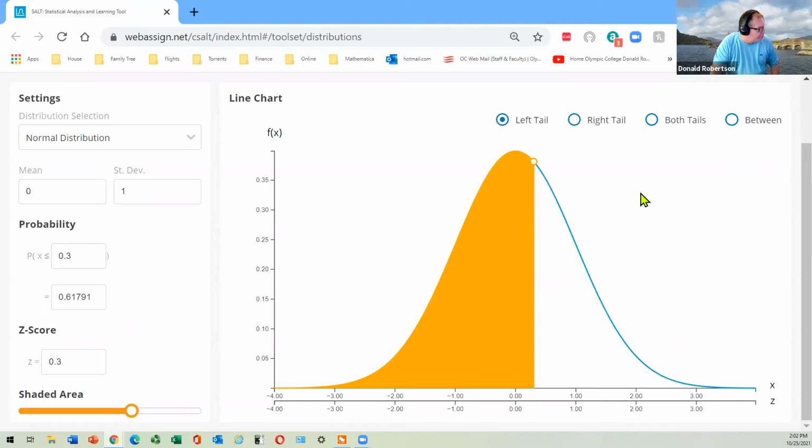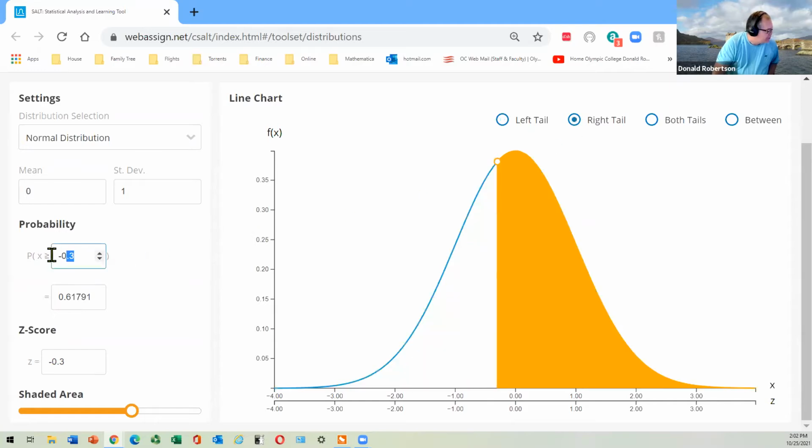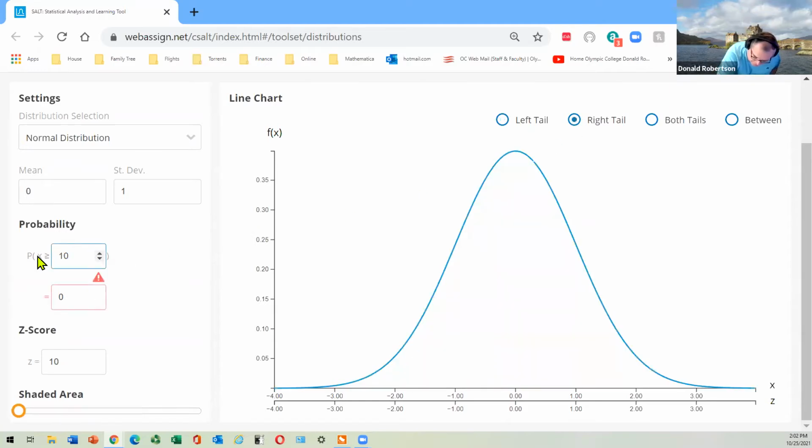Suppose I wanted to know bigger than 1.9. Wouldn't I do a right tail and change this to 1.9?